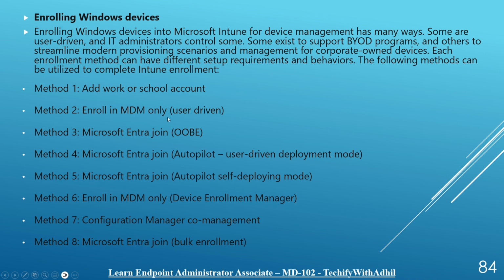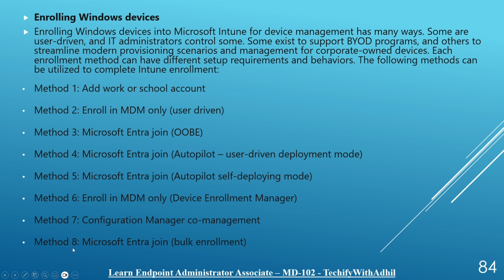So the first method is add work or school account. The second method is enrolling in MDM only. This is user driven. Method 3 is Microsoft Entra join. Method 4 is Microsoft Entra join with the Autopilot method. This is a user driven deployment method. Then method 5 is Microsoft Entra join as well, Autopilot, but this is a self deploying mode. Method 6 is enroll in MDM only, using device enrollment manager.